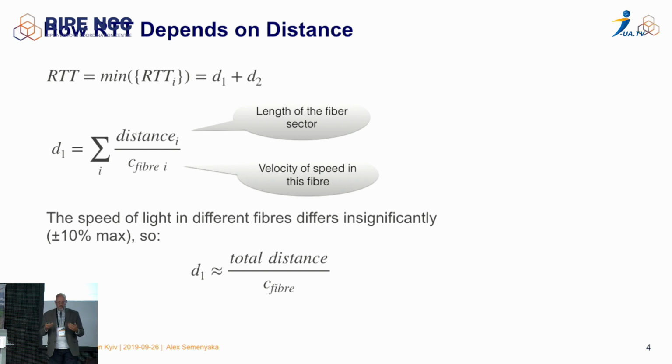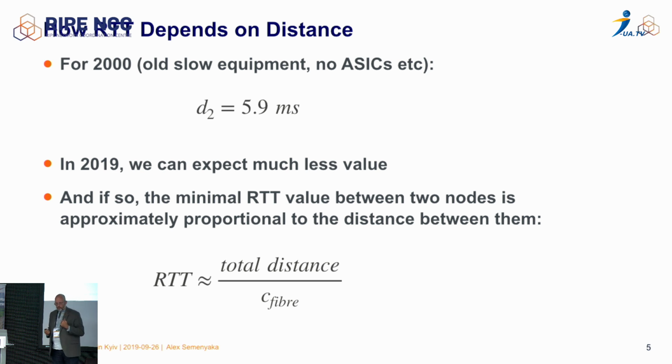If we look at how this looks from the point of view of signal transmission, we can see that speed of transmission is more or less constant. So this wire delay should be proportionate to the distance, more or less. So in 2000 it was 6 milliseconds. That was no ASICs, no network processors, but even with that ancient and imperfect equipment, the D2 was 5.9. In 2019 we can expect much less. The hypothesis is that it goes down to 0, and we will try to prove that later.